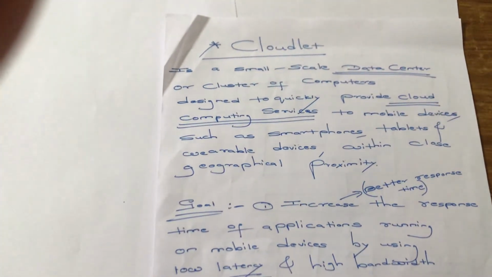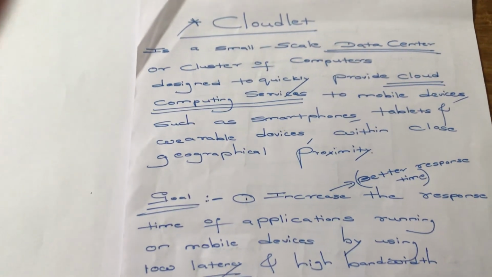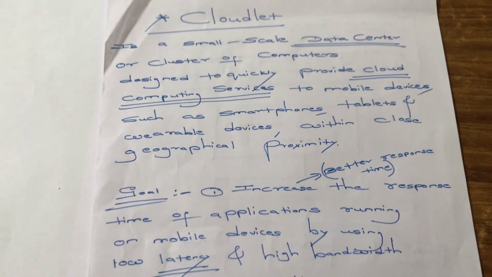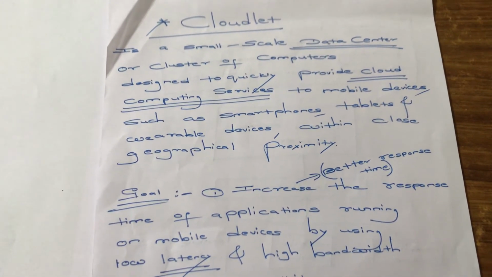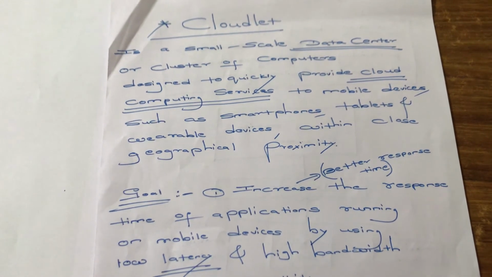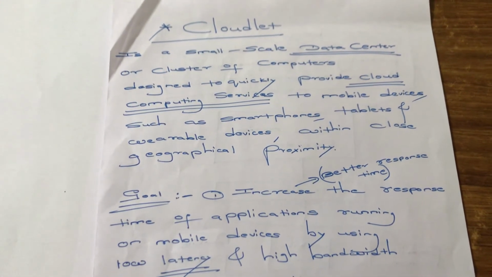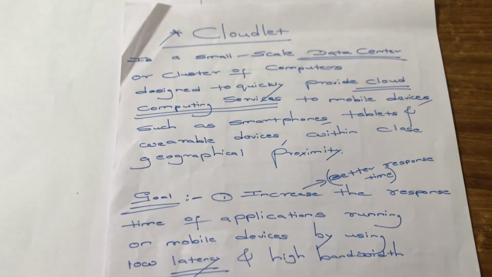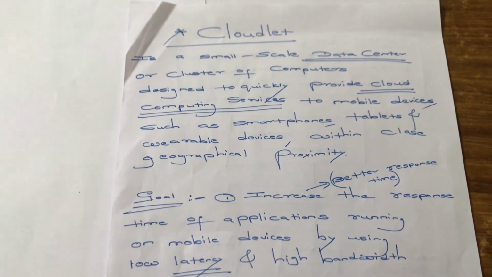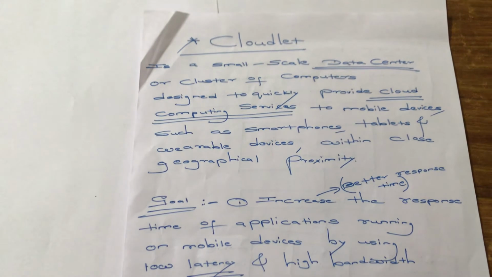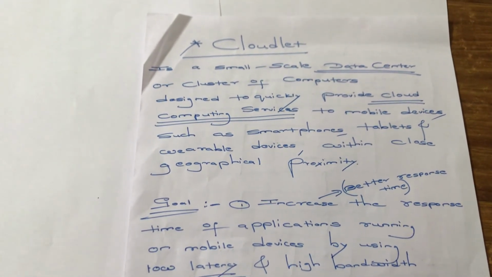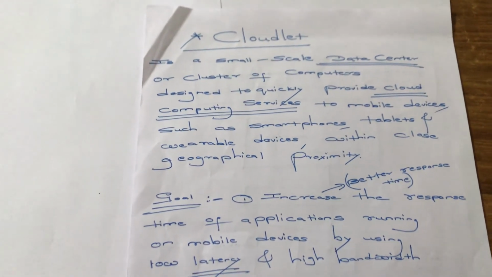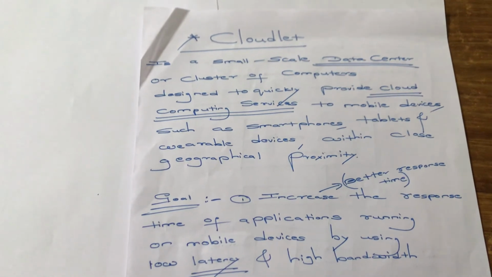Next topic is something called as Cloudlet. So first we will see the definition. Cloudlet is a small scale data center or cluster of computers designed to quickly provide cloud computing services to mobile devices such as smartphones, tablets and wearable devices within close geographical proximity. So what this Cloudlet does is that it acts as an interface between your mobile device and the cloud. It will take your mobile device application near to the cloud. We will see the diagram so that we can understand very nicely.